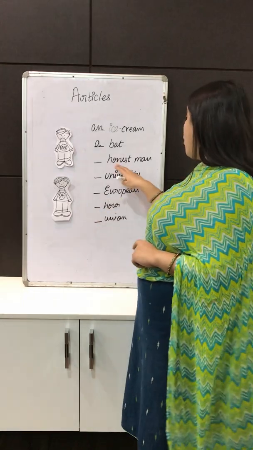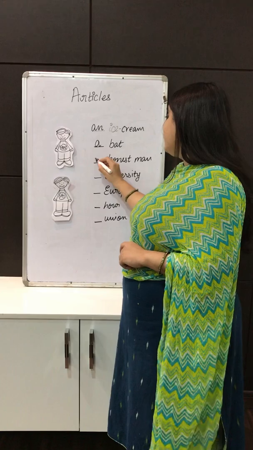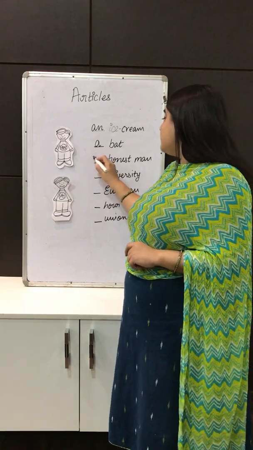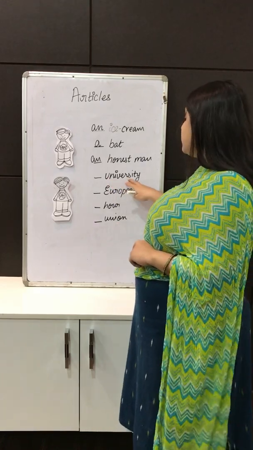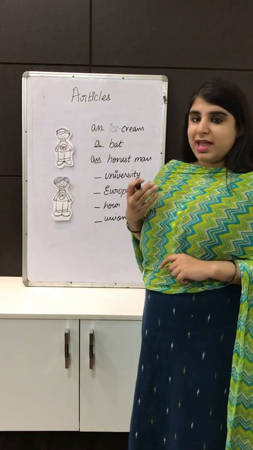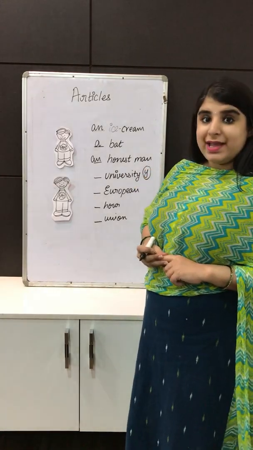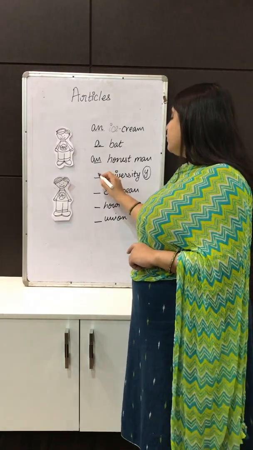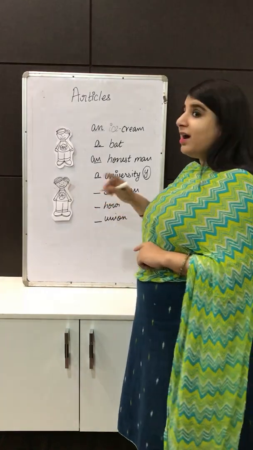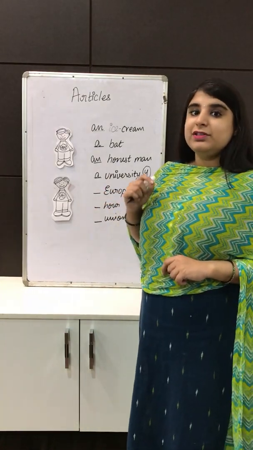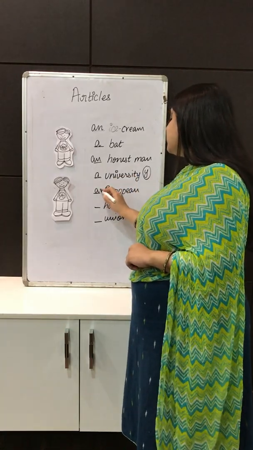When I say honest man, O sound is there. O is a vowel, so that is why we are going to use an. Then it is university. Year sound is there. This year corresponds to Y in English and Y is a consonant. That is why we are going to use a university. Similarly, for European, again the sound is year sound, which corresponds to Y in English. That is why it is again a.